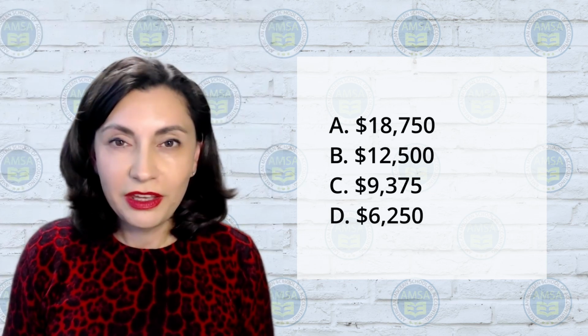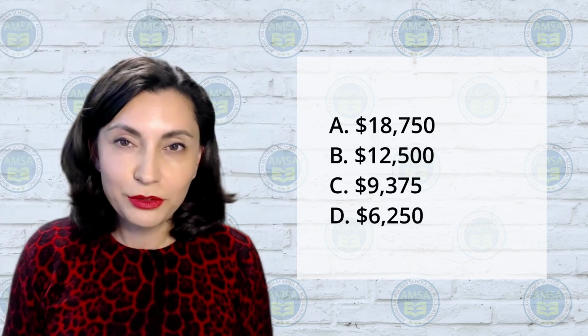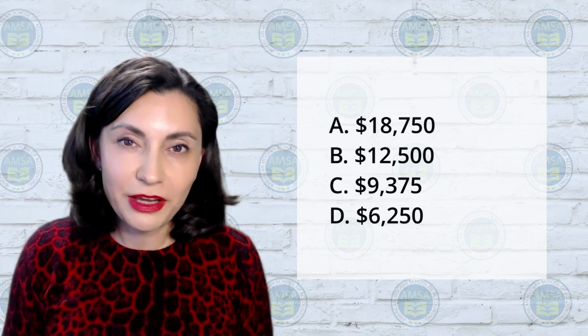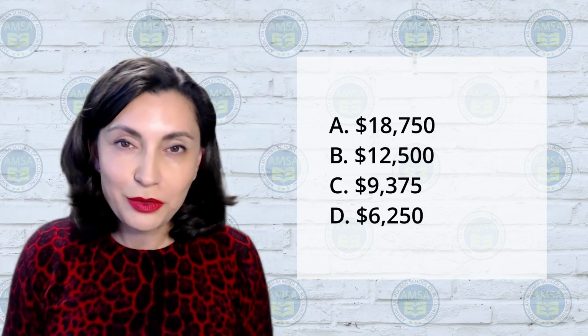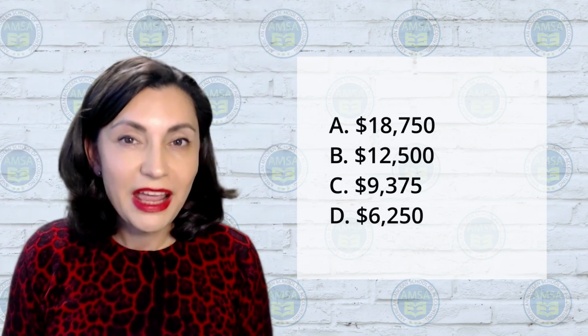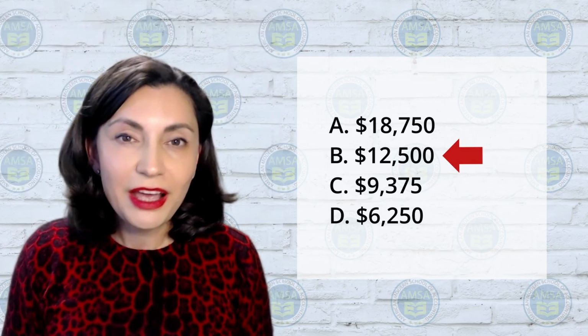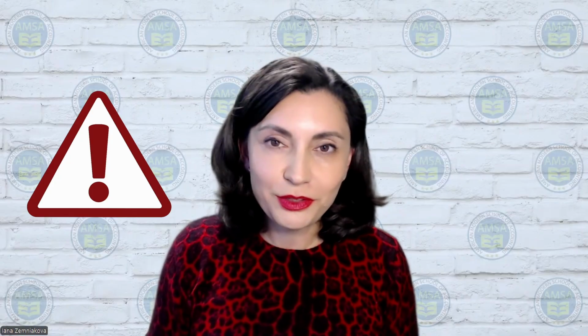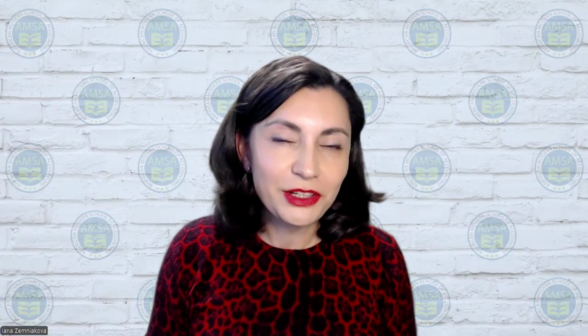Looking at our options, A. $18,750, B. $12,500, C. $9,375, and D. $6,250. The correct answer is B. $12,500. Did you catch the principal reduction? If you missed that payment on August 1st, you would have calculated interest on the full $750,000 and likely picked the wrong answer.